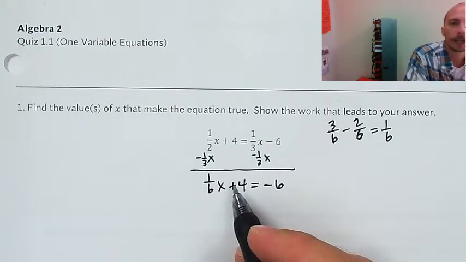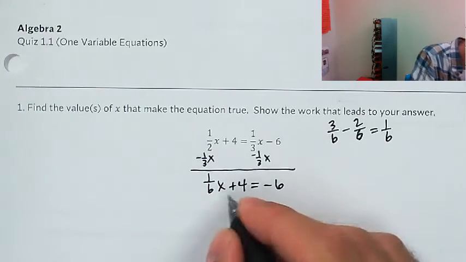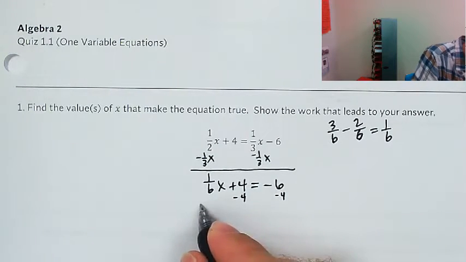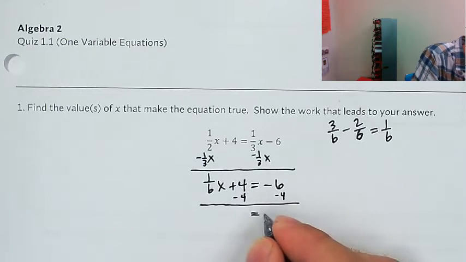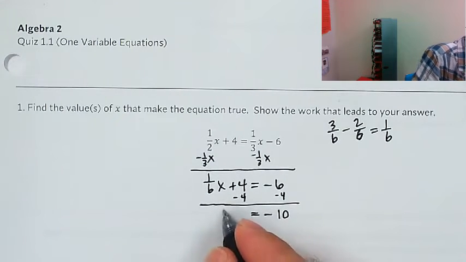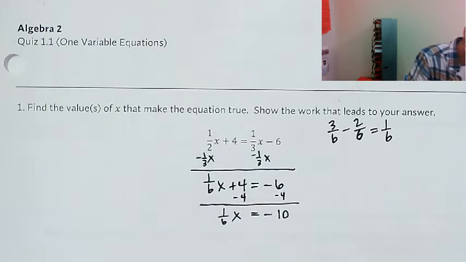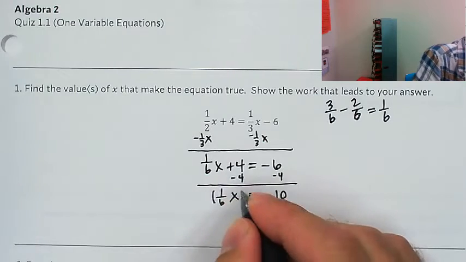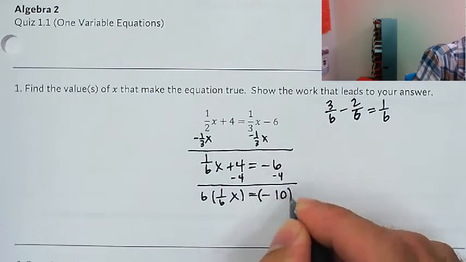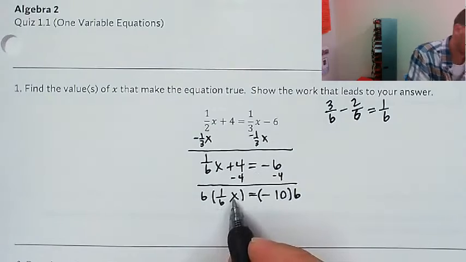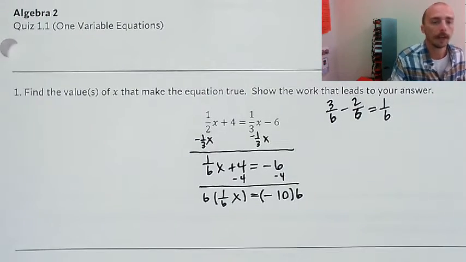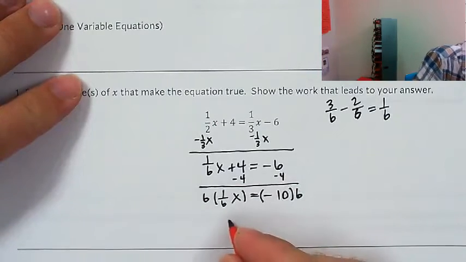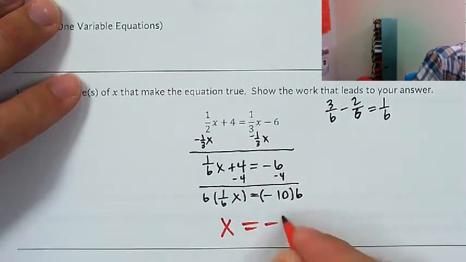And then, okay, to try to get x by itself, I'm going to need to get rid of this 4. So I'm going to subtract 4 from both sides. Okay, -6 minus 4 is going to be -10. And then that's going to be 1/6 of x. Okay. Now I'm going to have to multiply both sides of this equation by 6. Okay, 6 times 1/6 of x is going to be 1x, and that'll be equal to -10 times 6, which is -60. Okay, so x equals -60.